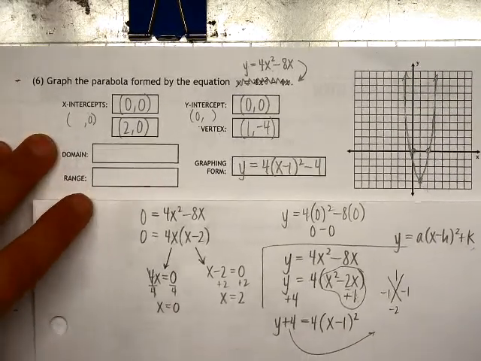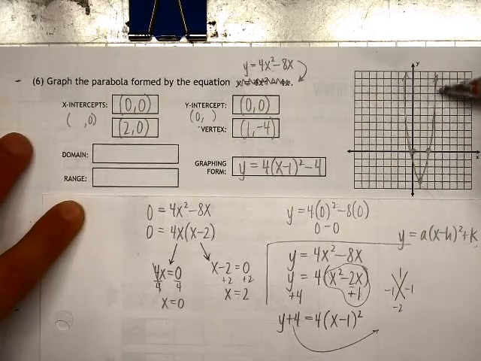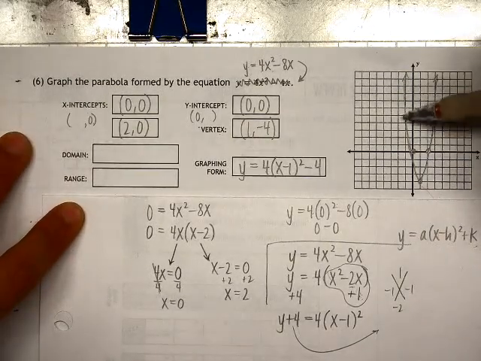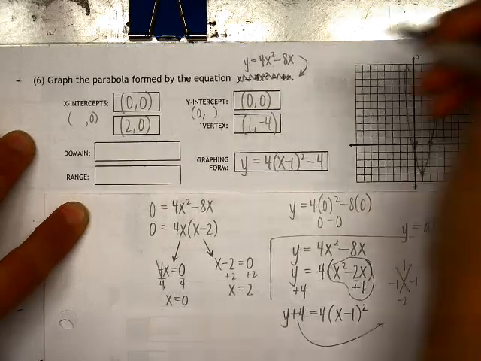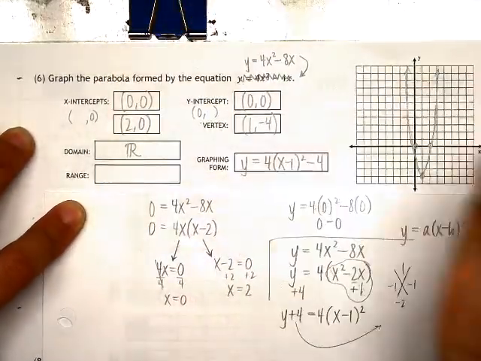Now, in terms of domain and range, the domain of this function never stops going to the left, never stops going to the right. So in that case, our domain is all real numbers.